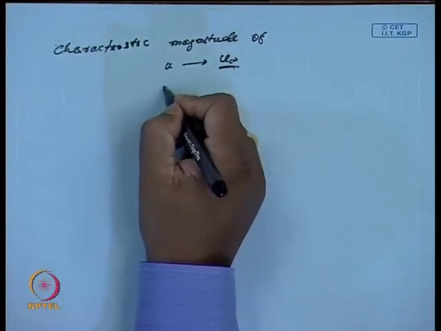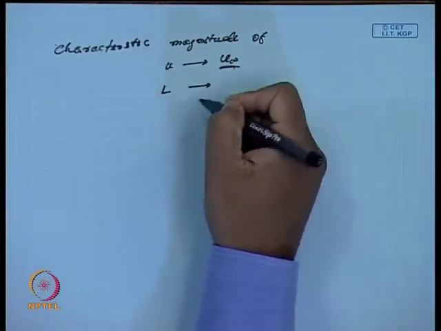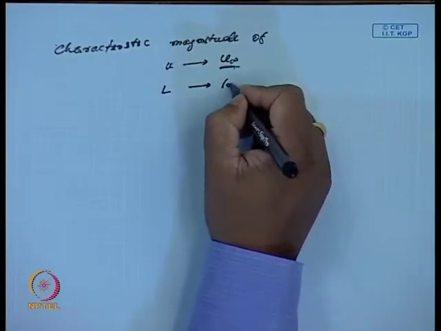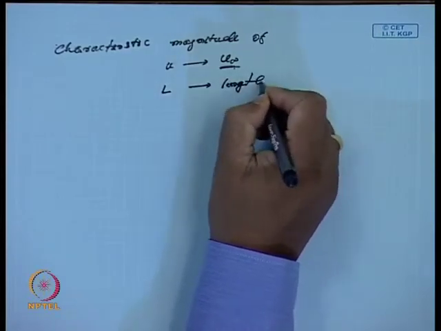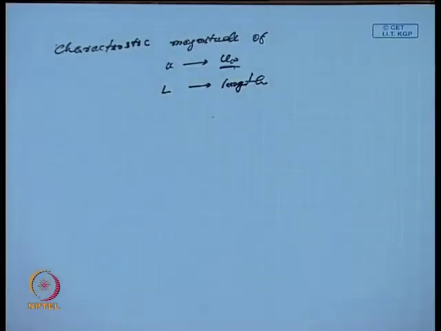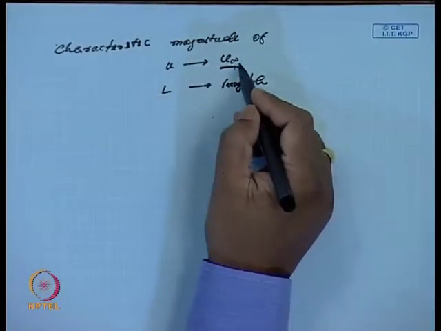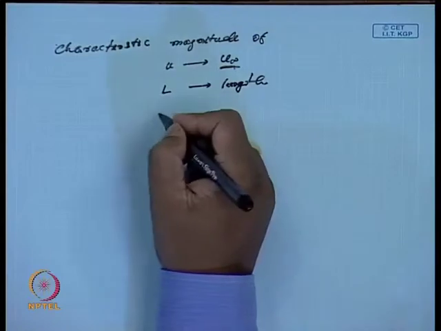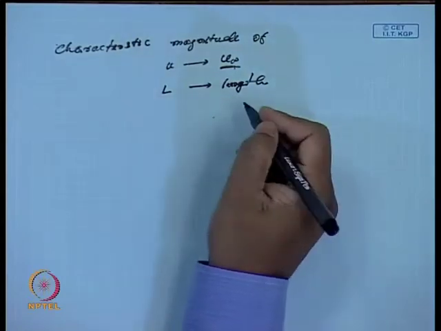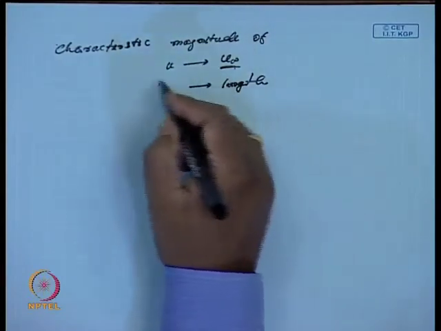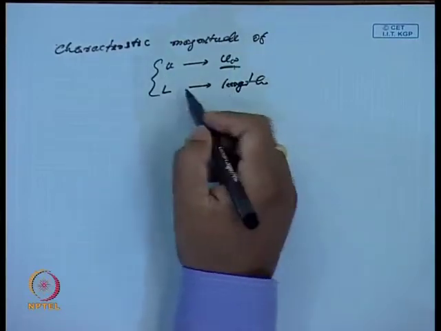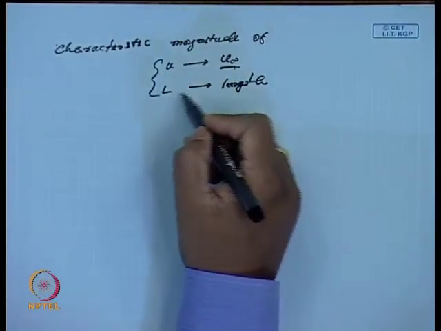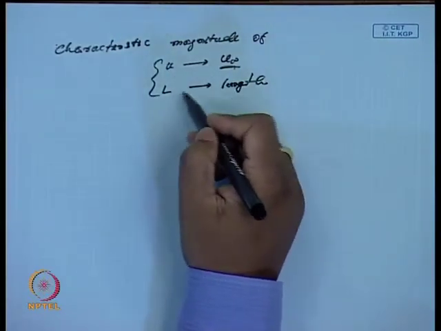Similarly, let L be the characteristic magnitude of length, and depending on the nature of the problem, this L and u infinity are defined. Then what happens is that over this characteristic length, u changes to u infinity. So, that is what exactly I mean.